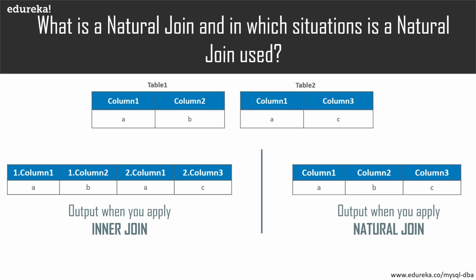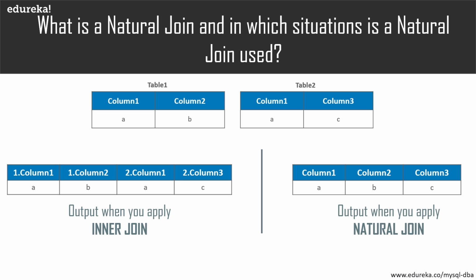But in the same scenario, if you apply an inner join, what you will clearly see is that you'll get an output like 1 dot column 1, that is basically table 1 dot column 1, and then table 1 dot column 2, and the respective records would be stored. Now if you see over here, when you apply the inner join, you'll have a redundancy of data. That is, the column 1 data is getting repeated, it is repeated twice, but in the case of natural join, it's just mentioned once.